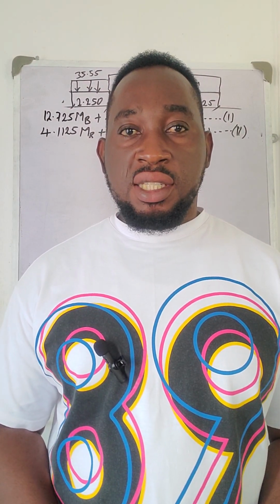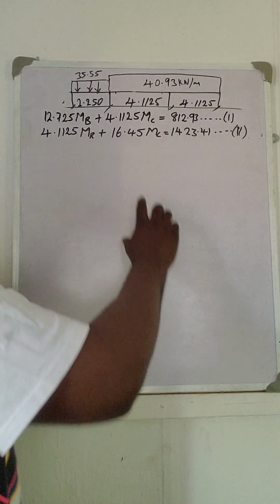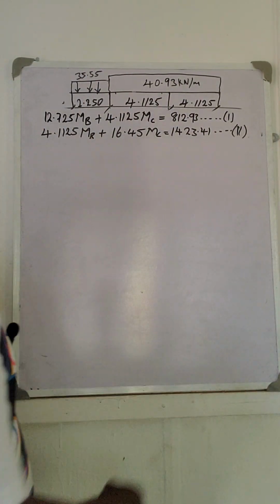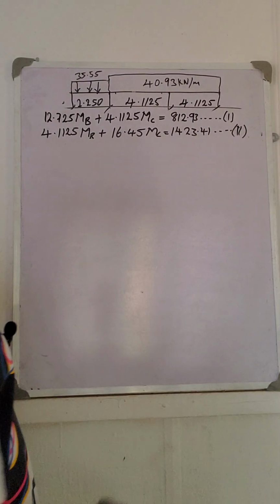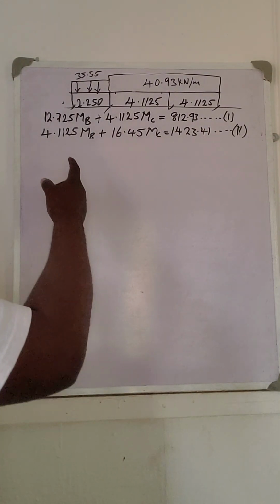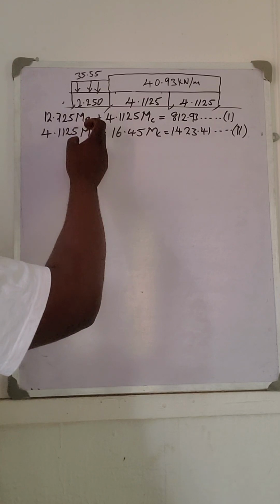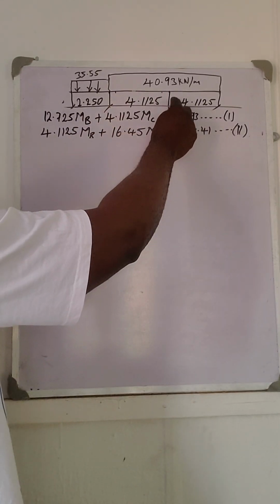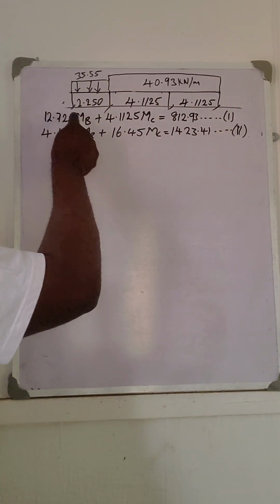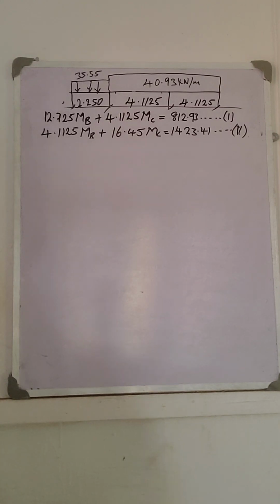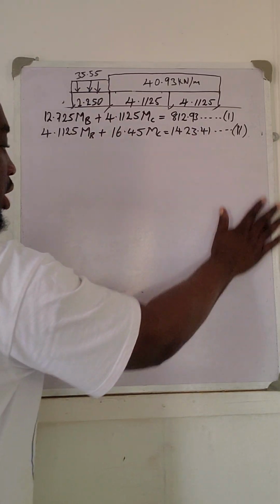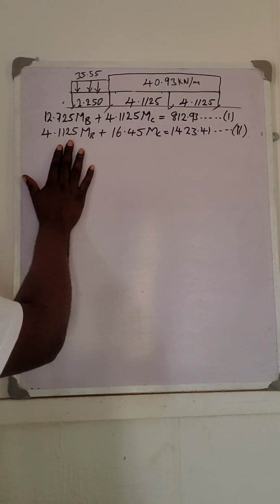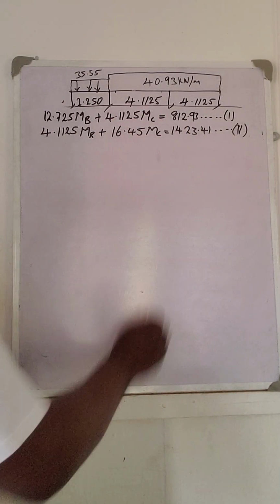In today's lesson, we are going to continue from where we stopped. You recall that we solved and arrived at these two equations. What we want to get is the moment at support B and the moment at support C. Of course, you know that the moment at support A and the moment at support D equal 0. Like I said before, we're going to use the determinant method to get the value of MB and the value of MC.